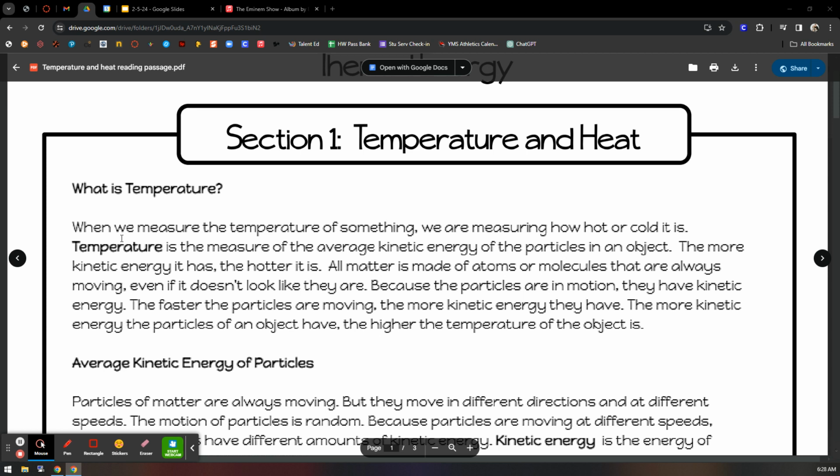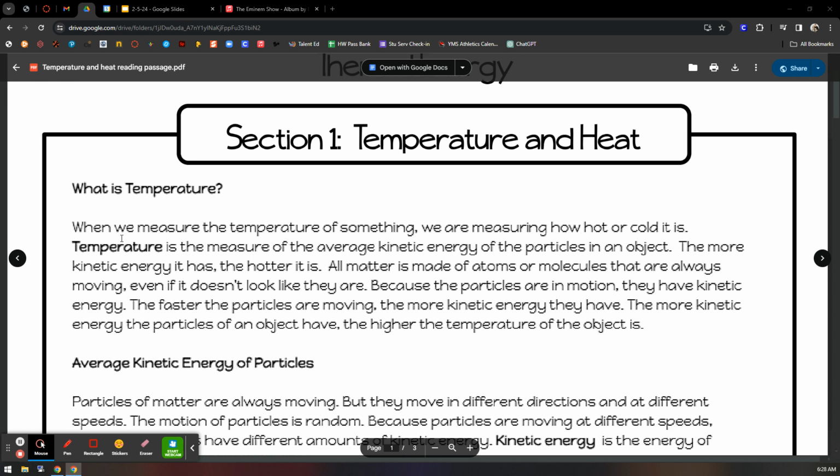All matter is made of atoms or molecules that are always moving, even if it doesn't look like they are. Because the particles are in motion, they have kinetic energy. The faster the particles are moving, the more kinetic energy they have. The more kinetic energy the particles of an object have, the higher the temperature of the object is.